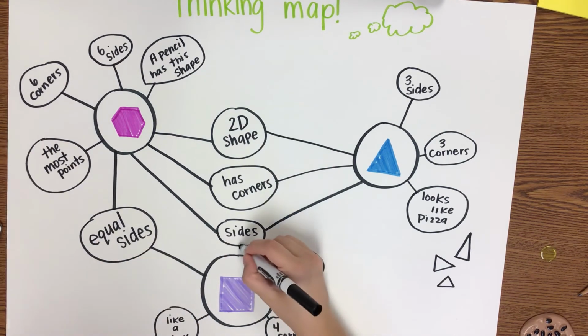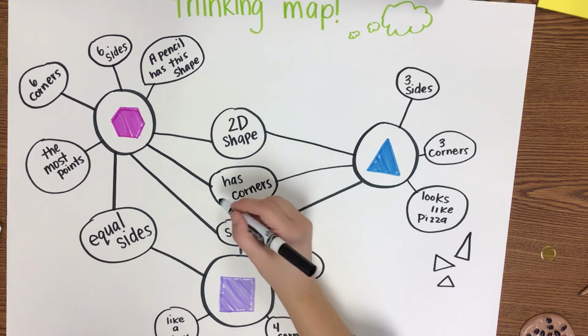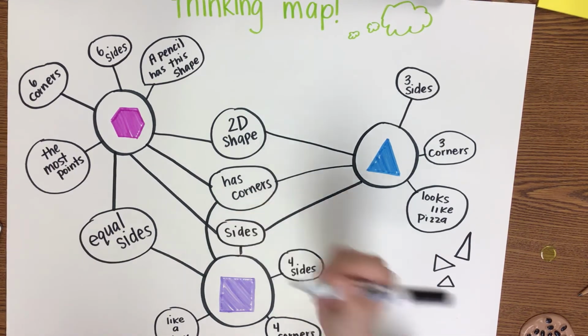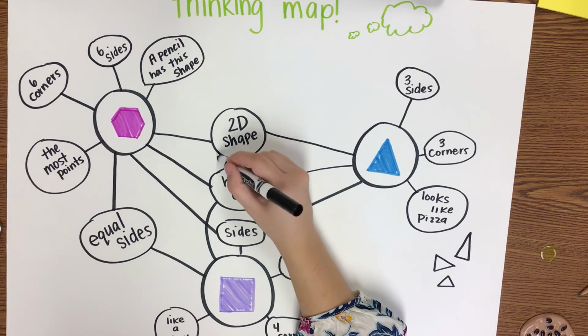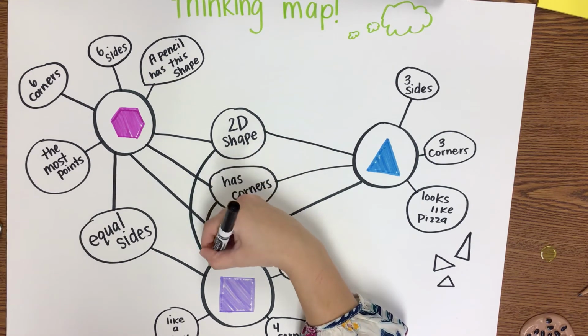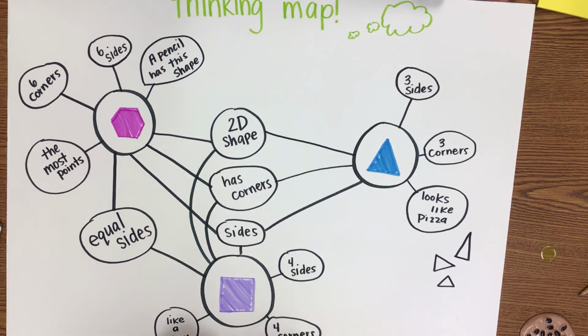We can draw a line to this because squares do have sides. We can do a line to this because squares have corners. And we could do a line to this because squares are also 2D shapes.